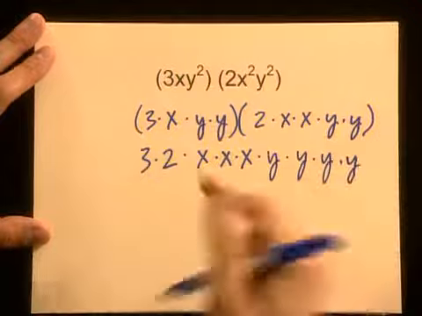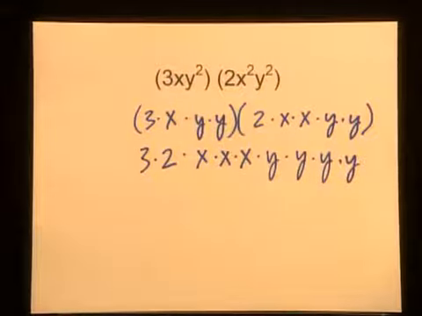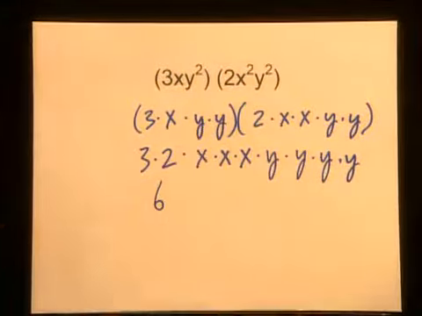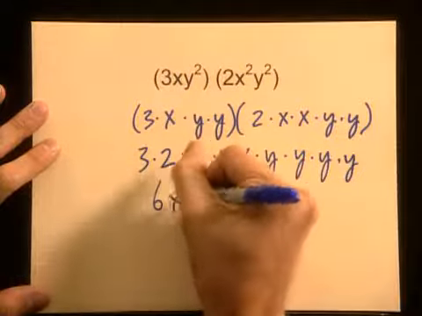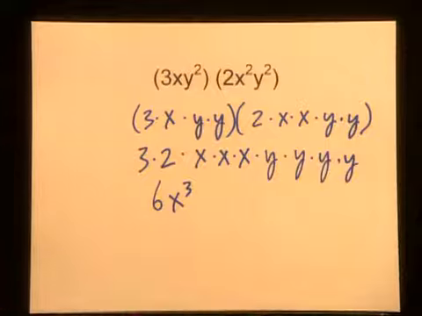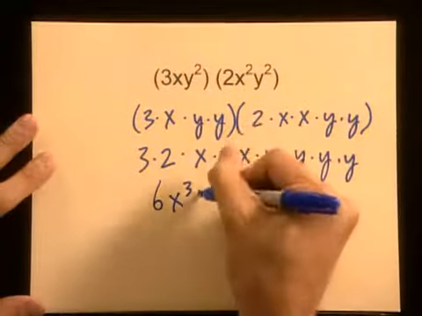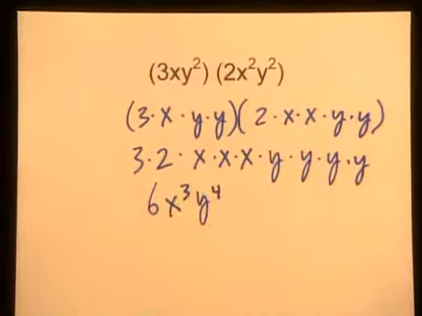Nicholas, I'm sure you know what 3 times 2 is. Yes. 6. How can we write x times x times x in a shorter way? X to the third. That's right. And how about y times y times y times y? Y to the fourth. That's right. And that's our answer: 6x to the third, y to the fourth.